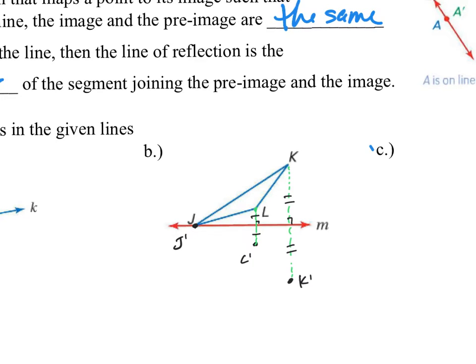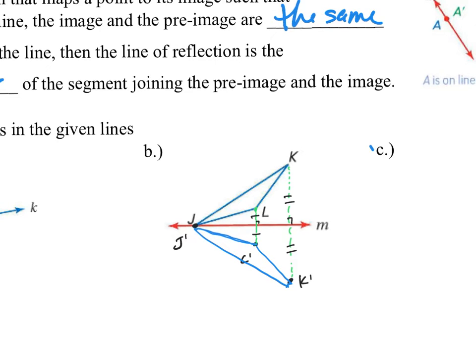So now what we're going to do is connect the dots. We're going to draw our triangle. So if you draw a triangle J prime, L prime, K prime, okay, then again, this is a drawing by hand, so it's not going to be perfect.